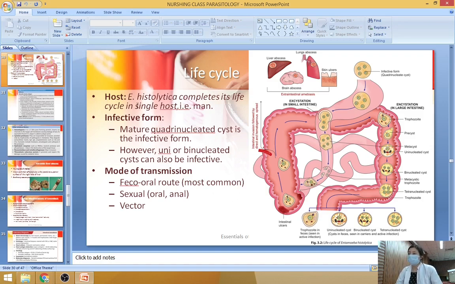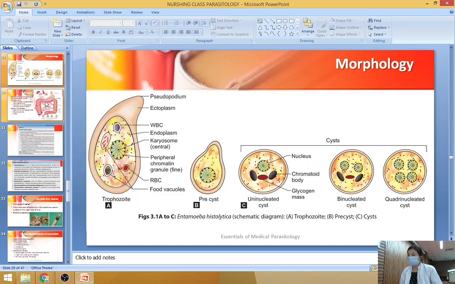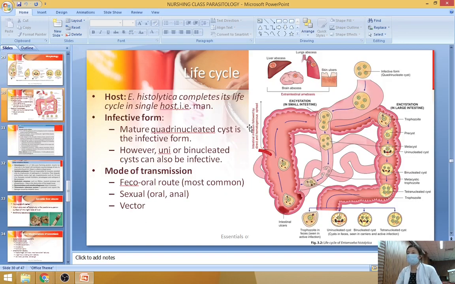Then the infective form is the quadrinucleate cyst. Quadrinucleate cyst, we already know. This is the infective form. 1, 2, 3, 4. This is the one which will infect the host, okay. And the mature quadrinucleated cyst is the infective form. However, uni- or binucleated cysts can also be infective, but mostly it is the quadrinucleated cyst.